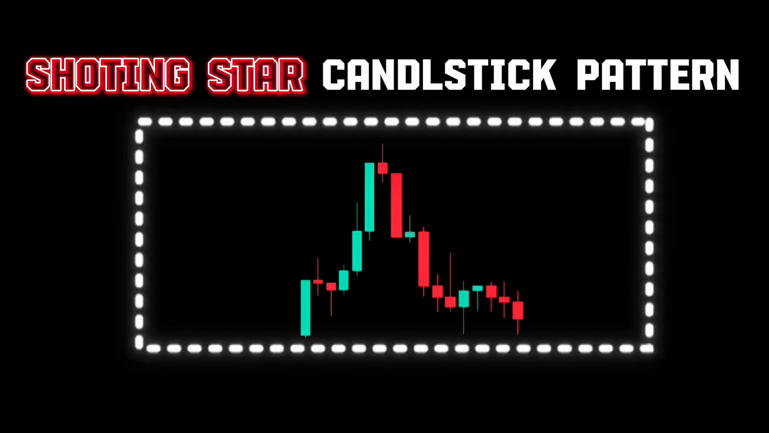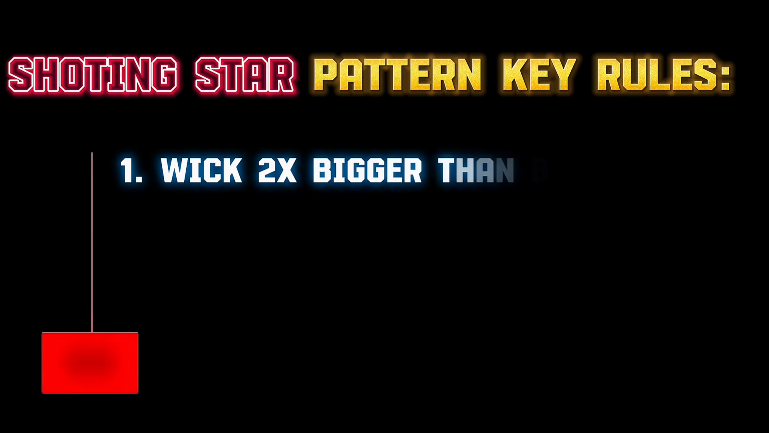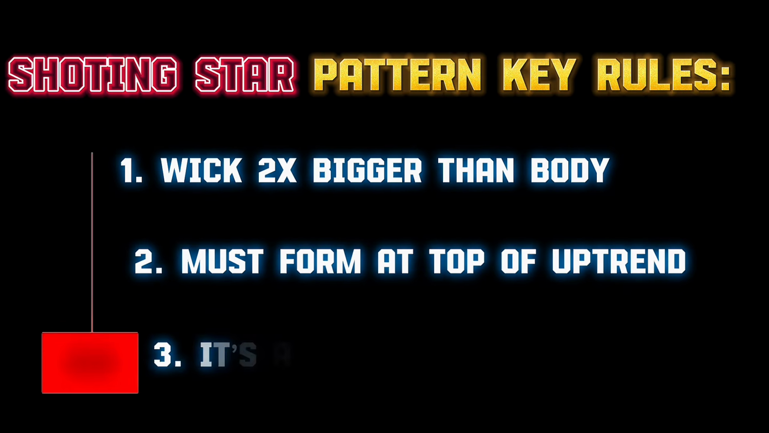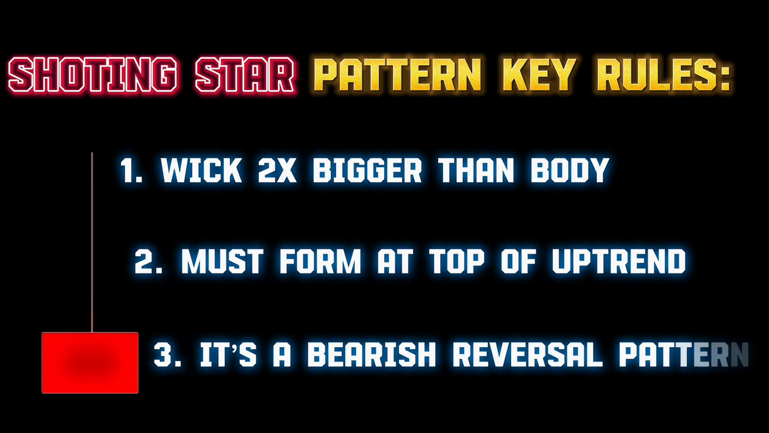But just like the hammer, not every similar-looking candle counts. Rule number 1. The upper wick must be at least 2 times the body size. If not, it's invalid. Rule number 2. It must form at the top of an uptrend, not in a sideways market. Rule number 3. It signals a bearish reversal, meaning price is likely to move downward after this pattern.